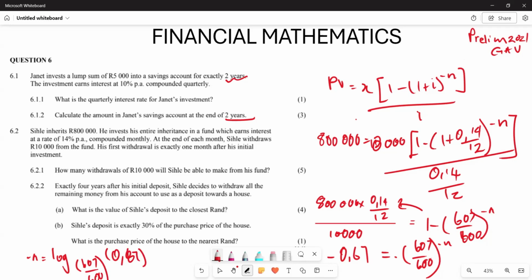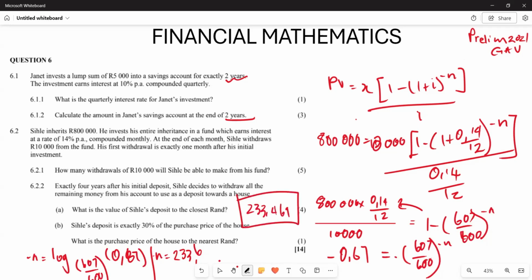Okay, now what is going to be the n that you're going to get from this particular function? Now, you're going to get that your value of n is actually negative. Remember, this is negative n. It's negative 233.469, right? So which means basically the number of 10,000 withdrawals that Sihle is eligible to make is actually going to be 233. So Sihle is going to be able to make 233 withdrawals.